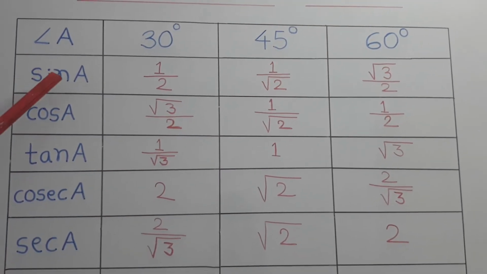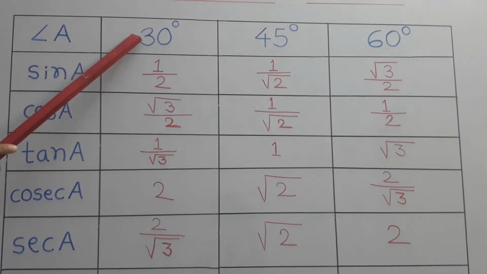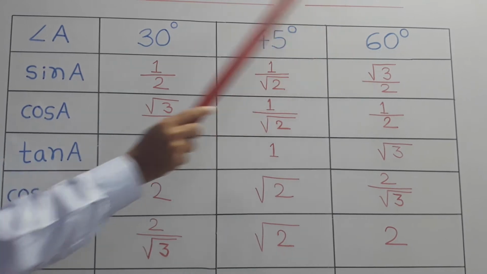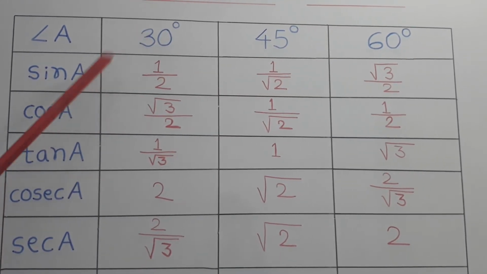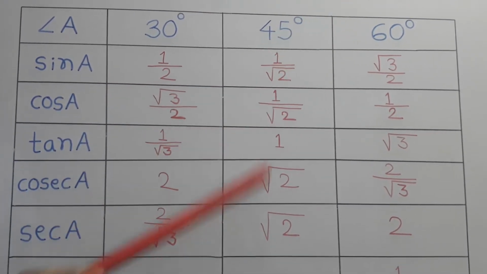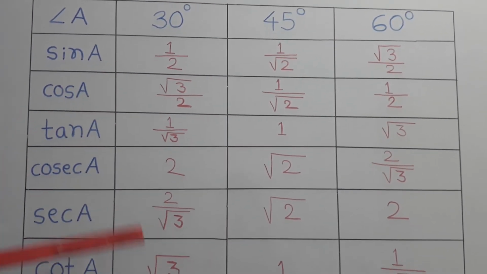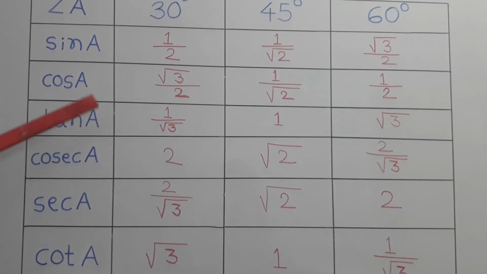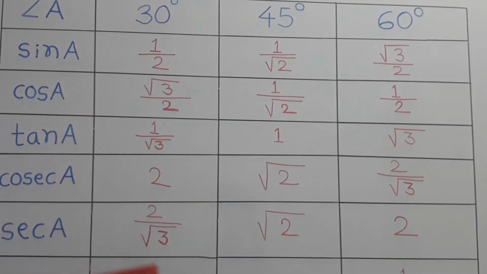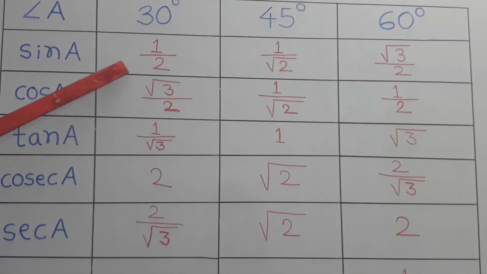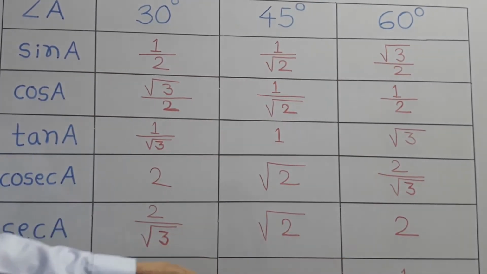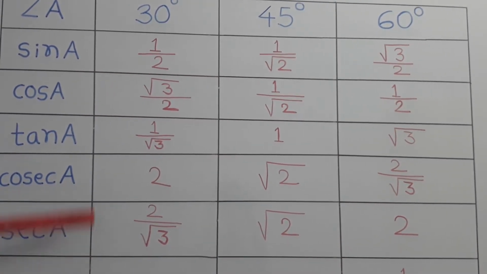So the reading of the table will be like this: sine of 30 degree, sine of 45 degree, sine of 60 degree, cos of 30 degree, cos of 45 degree, cos of 60 degree and so on. Here I have prepared the table, but I will tell you how this table is prepared. There is no need to remember all the values, but there is a certain technique. By using the technique we can write the values and complete the table.